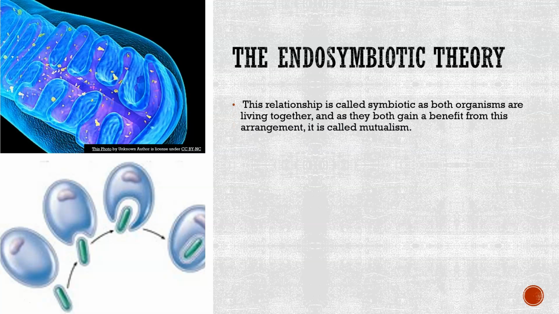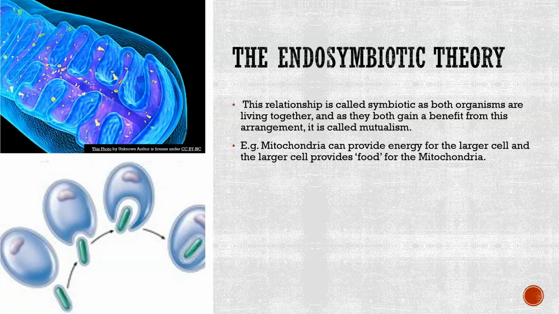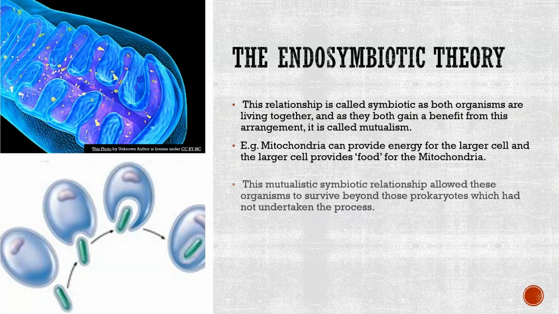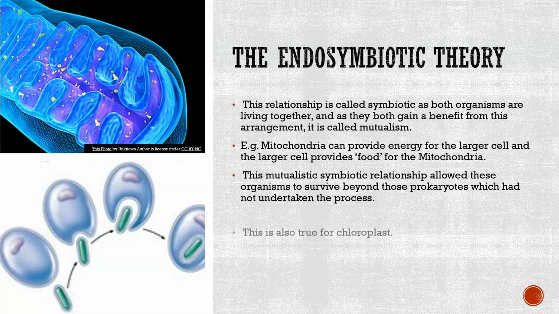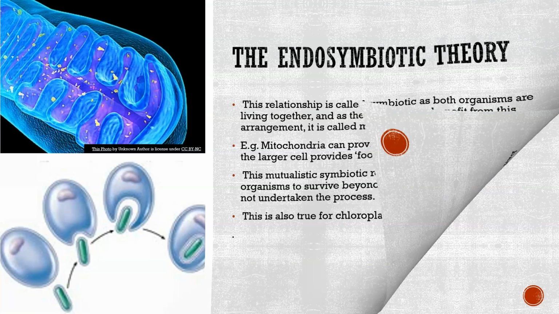Okay, so this relationship, as I said, is the symbiotic relationship, as both organisms are living together, and as long as they gain benefit from the arrangement, it's called mutualism. So it's a mutualistic benefit. The mitochondria has got everything it needs to produce its energy within the cytoplasm of the cell, and the cell is obtaining energy from the mitochondria. Win-win situation. This is also true for the chloroplast. It's another example of an endosymbiotic relationship.